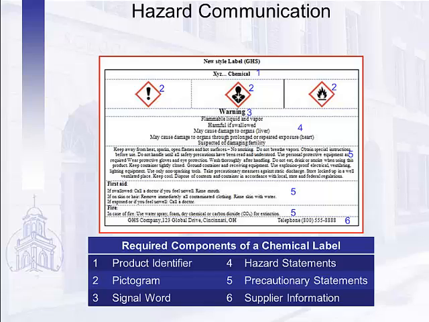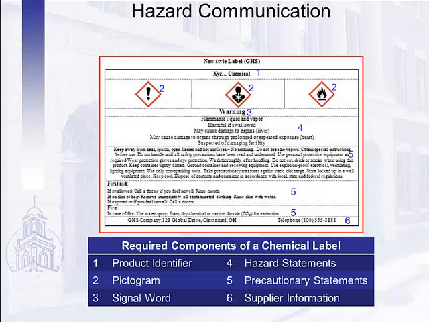Signal words: a single word used to indicate the relative level of severity of hazard and alert the reader to a potential hazard on the label. The signal words used are danger and warning. Danger is used for the most severe hazards, while warning is used for less severe hazards.